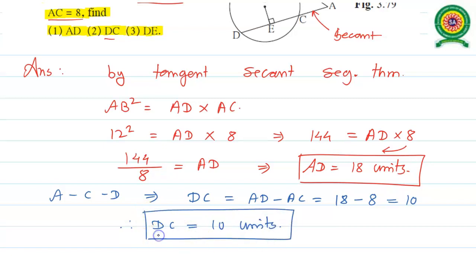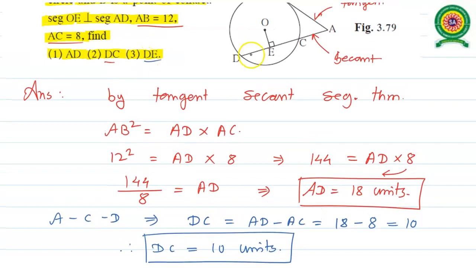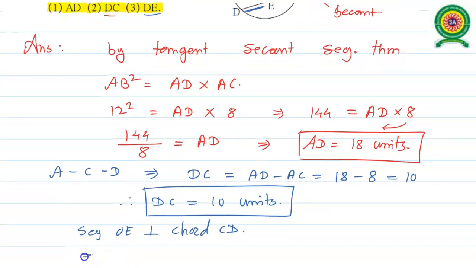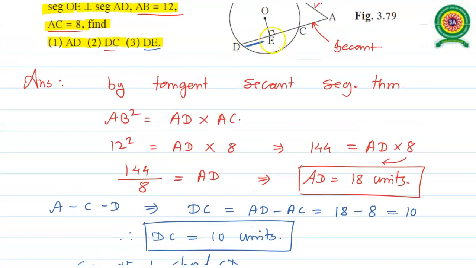Now we have to evaluate the third one, that is DE. Look at DE, that is the segment we have to evaluate. Now, it is given that segment OE is perpendicular on the chord CD. Once it is perpendicular on AD, and A, C, D are collinear points, we can say it is perpendicular on CD. So whatever segments are made on CD due to point E are congruent, or equal in length, as per the perpendicular bisector theorem.